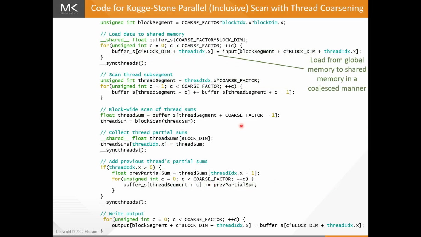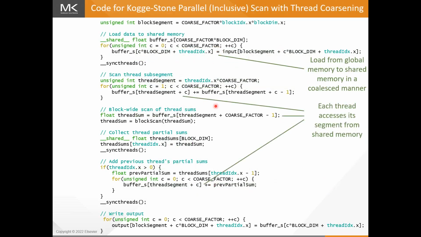Okay. So for the sake of time, because we're running out of time a little bit, I won't implement this. But the point is that here we are loading from global memory to shared memory in a coalesced manner. Over here, the threads are accessing the segment from shared memory, and over here we're storing from shared memory to global memory in a coalesced manner.